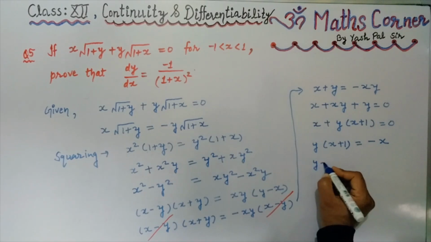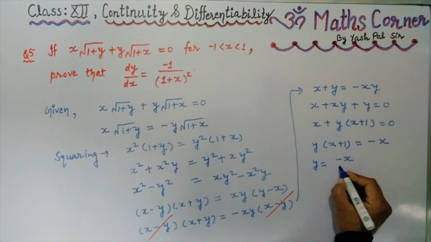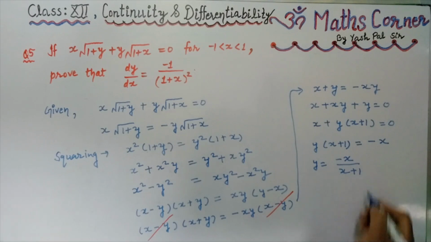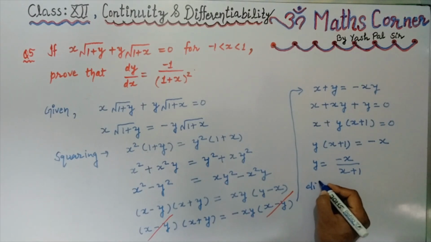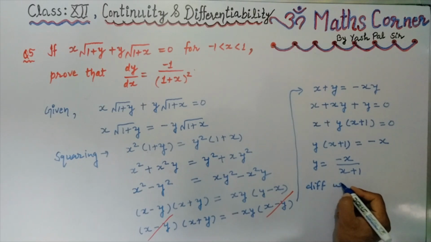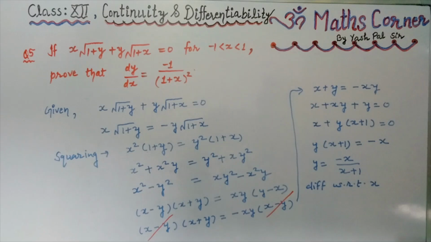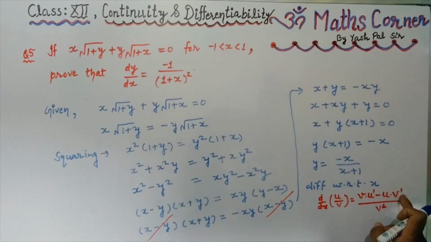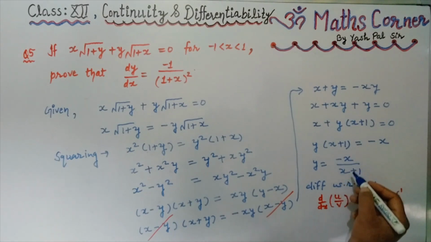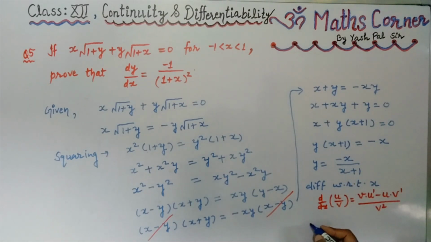So we write y is equal to minus x divided by x plus 1. Okay, now differentiating with respect to x. We know the rule. What is the rule? Quotient rule of derivative. What is the quotient rule? The derivative of u upon v is v into u dash minus u into v dash upon v square. So here u is minus x, v is x plus 1.